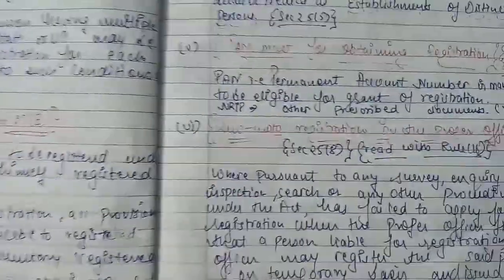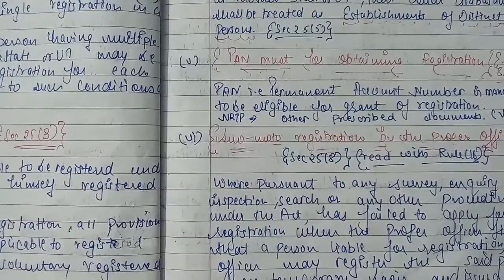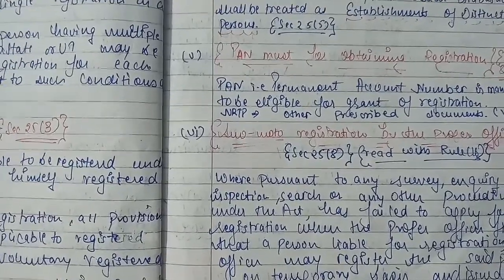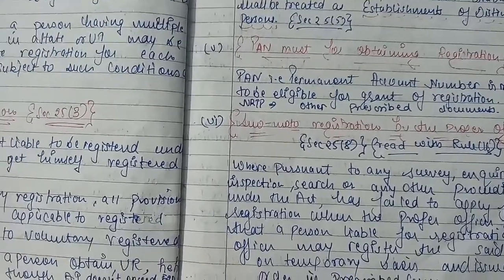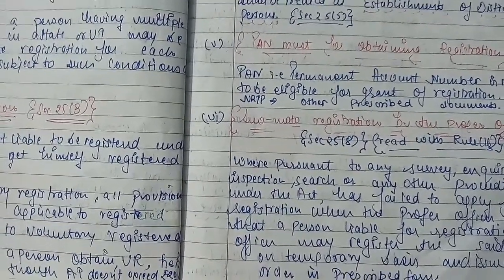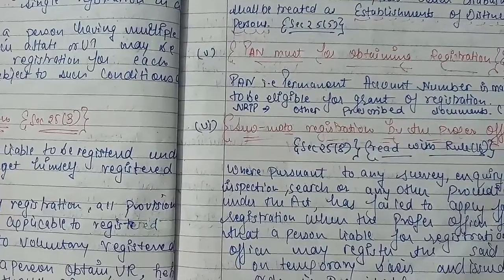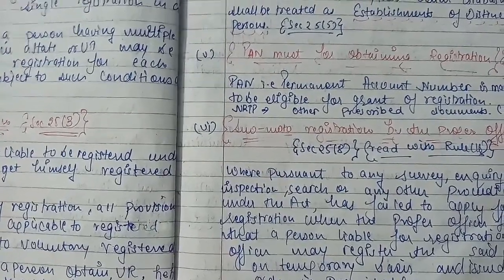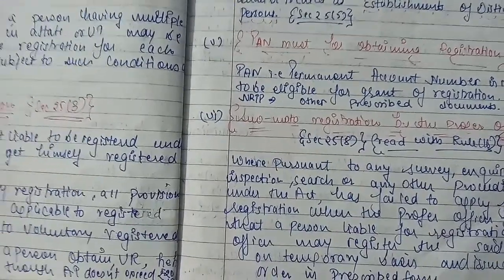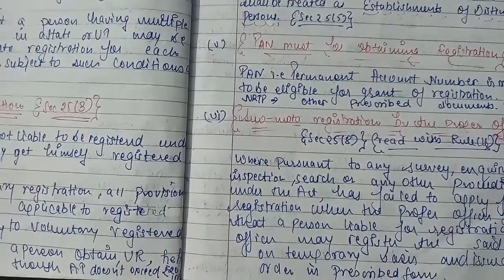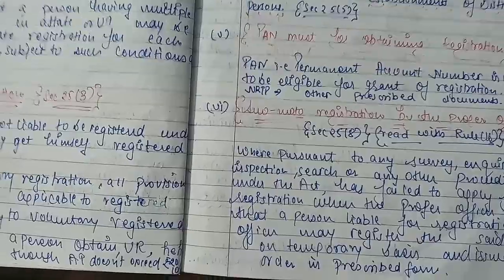Now come to the next point, that is suo motu registration by the proper officer. Where, pursuant to any survey, inquiry, inspection, search or any other proceedings under this Act, a person has failed to apply for registration, when the proper officer finds that the person is liable for registration, the officer may register the said person on a temporary basis and issue an order in the prescribed form.